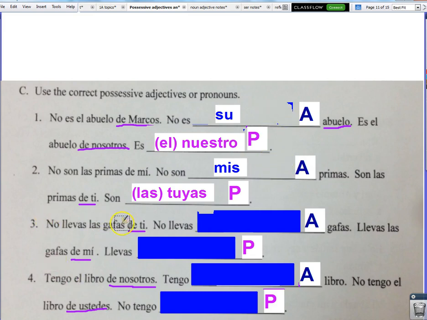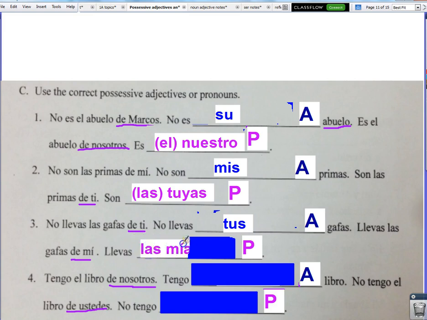You're not wearing the glasses of you. So you're not wearing your glasses. Your, to go in front of glasses, would be tus. You are wearing the glasses of me. So you are wearing my glasses, or you are wearing, since glasses isn't here, mine. Has to match glasses, which is gafas, so it is las mías.